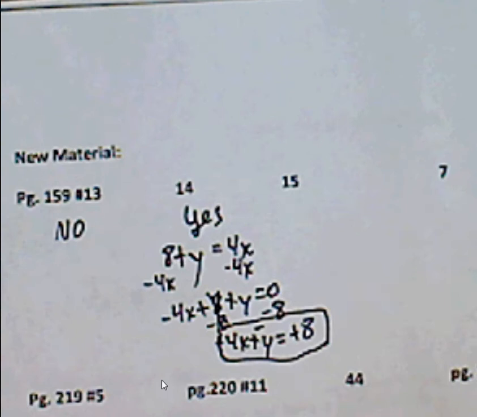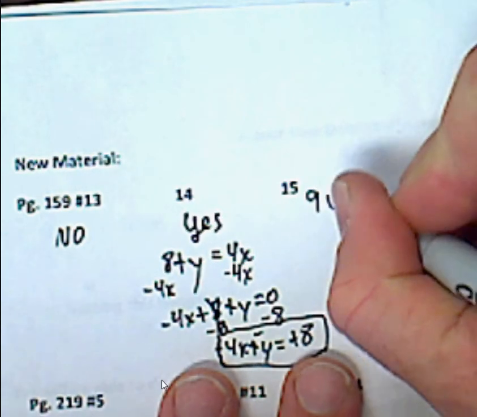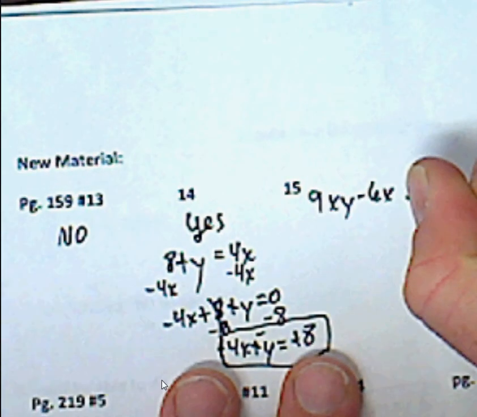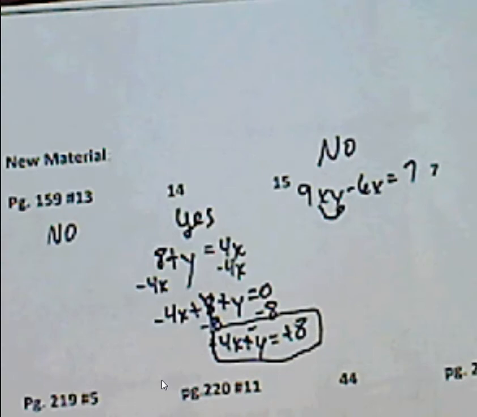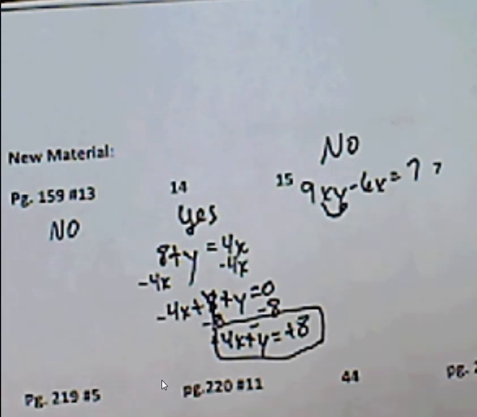Number 15, when they have 9xy minus 6x equals 7, this would be no, because I have two variables connected. X and y are connected.